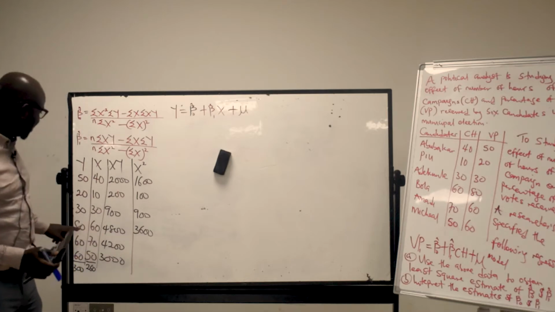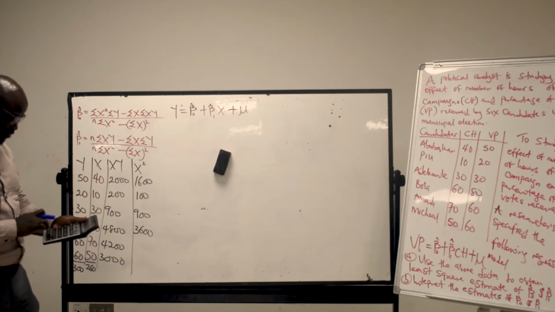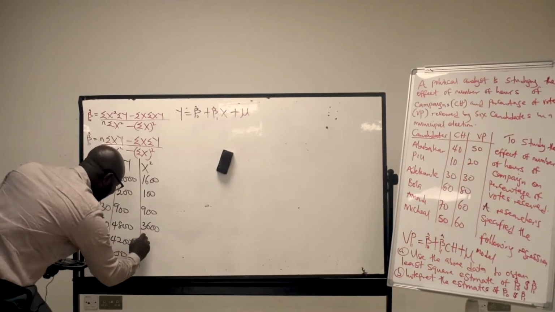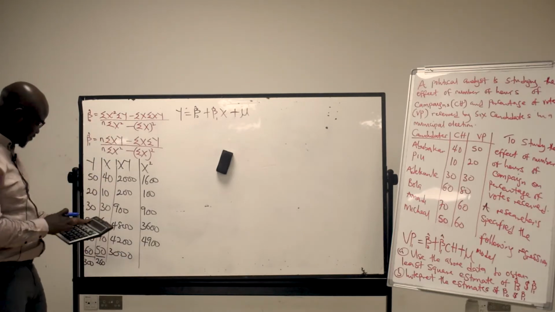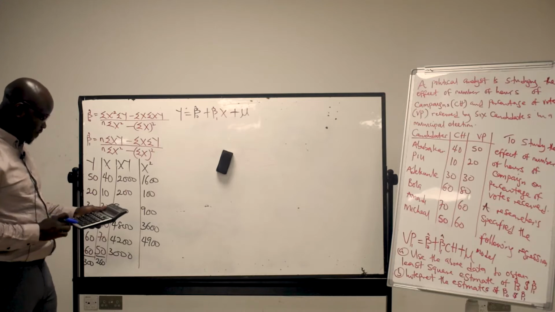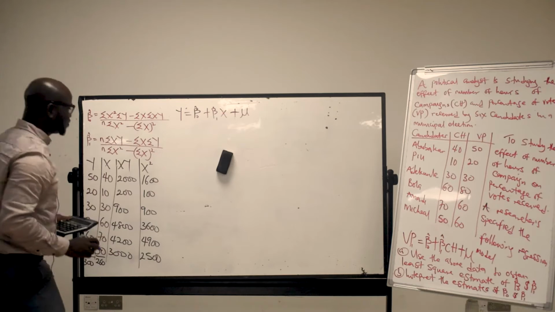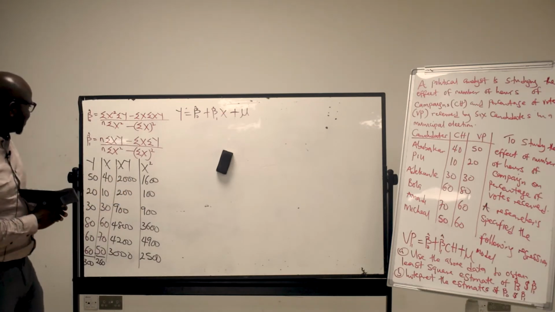So 60 raised to the power 2, we have this. Then 70 raised to the power 2 is 4,900. Then 50 raised to the power 2 is 2,500. Now, what else do we need, class? I think that's all.